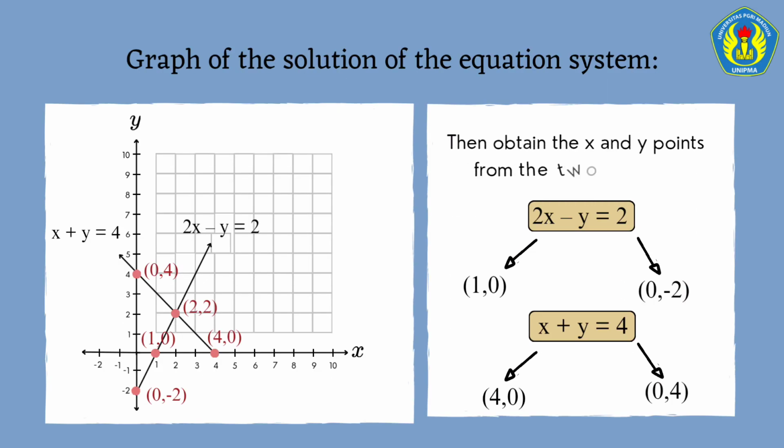So a graph of the solution to the two equations is obtained as in the video. In equation 1, we get the points (1, 0) and (0, -2). In the second equation, the points (0, 4) and (4, 0) are obtained. From these two equations, the intersection point is obtained, namely at the point (2, 2).